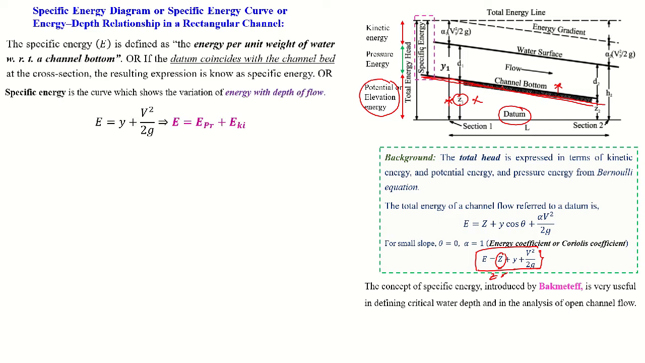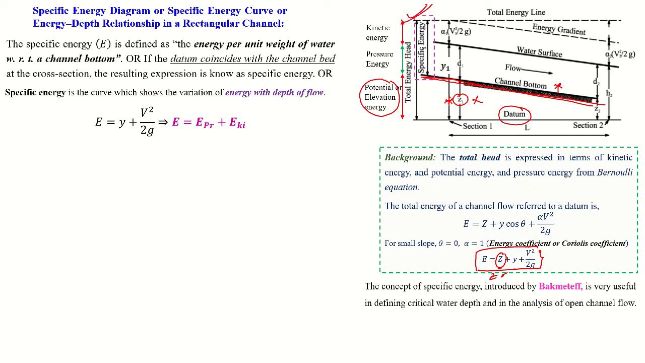But now, specific energy tells us that elevation or potential energy is neglected, and the datum is taken as the bottom of your channel section. Take this datum as your channel bottom. In this condition, Z is eliminated, or Z becomes equal to the channel bottom. The remaining equation is called your specific energy.